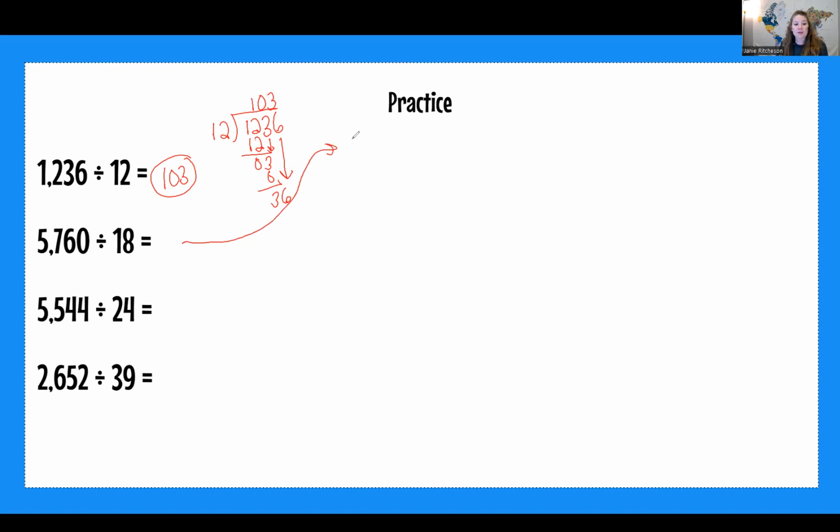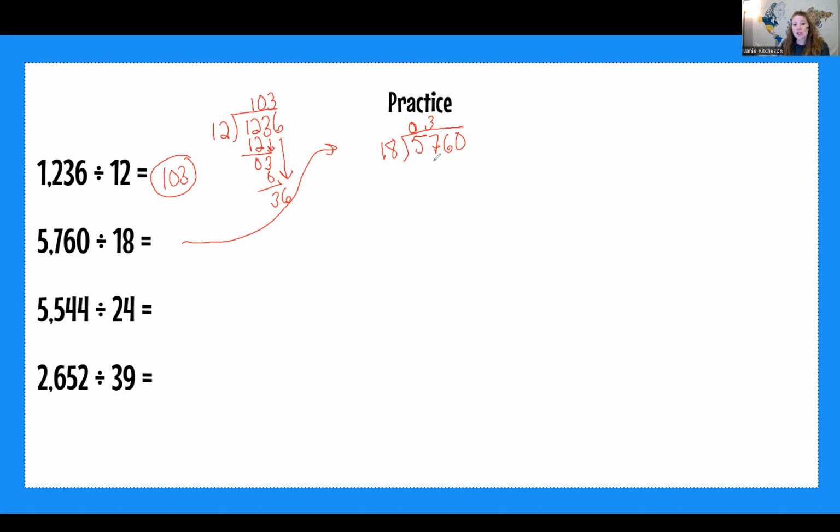Now we're going to try the next one. 5,760 divided by 18. All right, this is really close to 20, and I know 20 would go into almost 63 about 3 times. So I think I am going to try 3. I didn't put it over the 5 because 18 won't go into 5, right? But it'll go into 57. We're going to try 3 times.